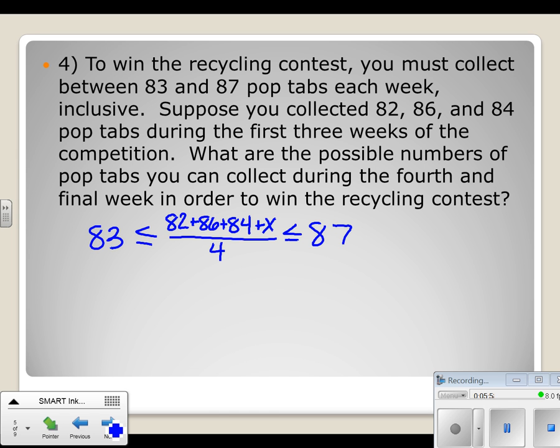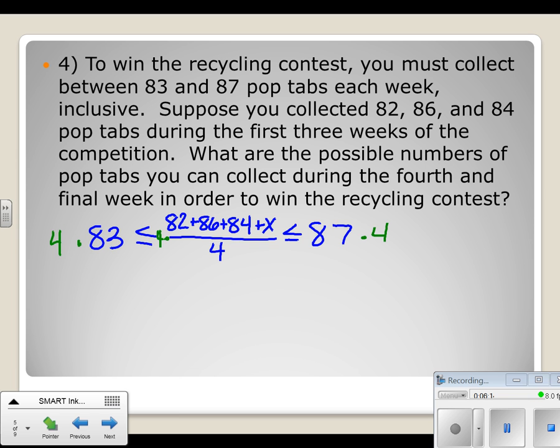So the first thing we want to get rid of to get the x alone in the middle here is we want to get rid of dividing by 4. So what we're going to do is multiply everything by 4. So in the middle by 4, on the left side by 4, and on the right side by 4.